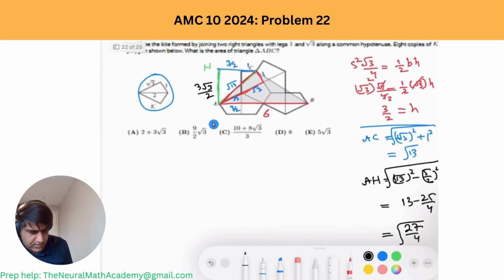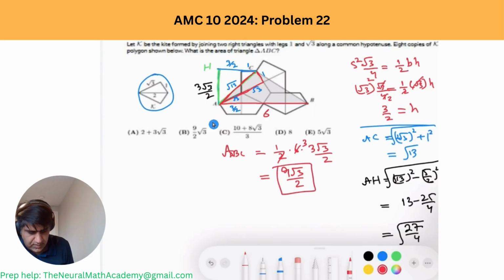And once I get the height, and I also have the base, I can calculate the area of ABC. So the area of ABC is 1 over 2 dot 6 dot 3 root 3 over 2. Now if I solve it, I would get 9 square root 3 over 2. And the answer for this problem is B.